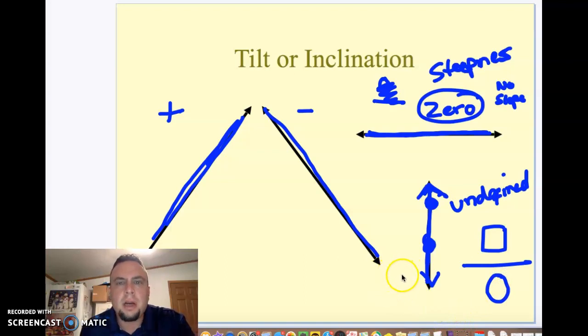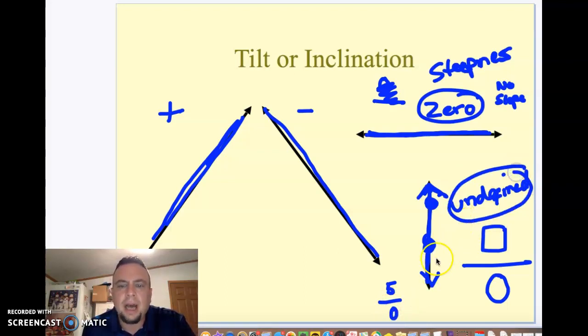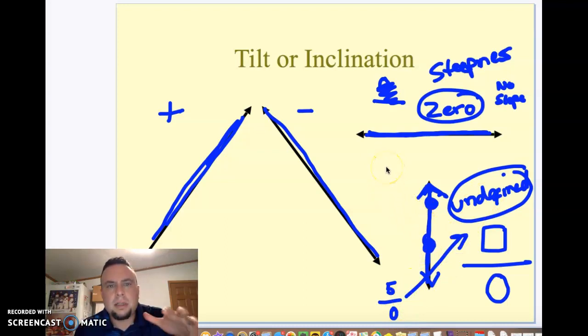And if you know anything about numbers, when you divide some number, I'm making up 5, some number divided by 0, it's going to be what we call undefined. You can't divide something into 0 pieces, right? So that's why it's undefined. All right, so we got a little bit about slope, how to find it.